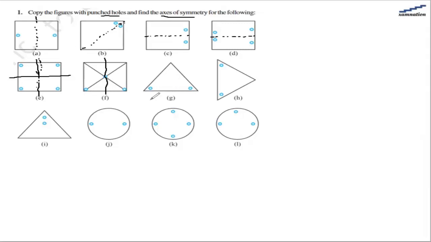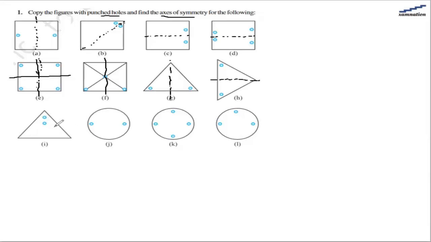In the next part, the seventh part, a triangle is given. We can draw this axis of symmetry like this, a straight line, and this divides the triangular shape into two equal shapes. In the next part, we can draw this axis of symmetry like this, a horizontal line, which divides this triangle into two equal shapes.